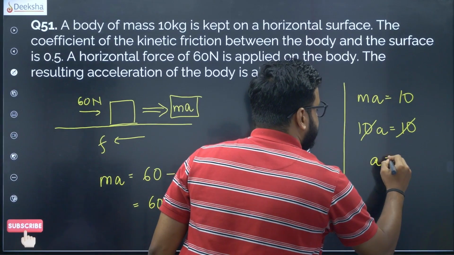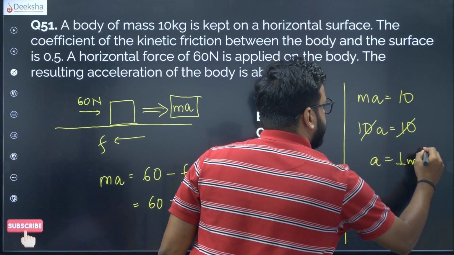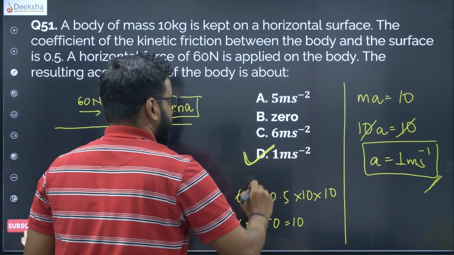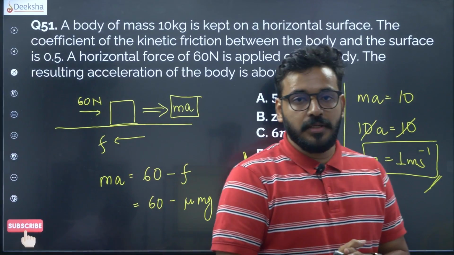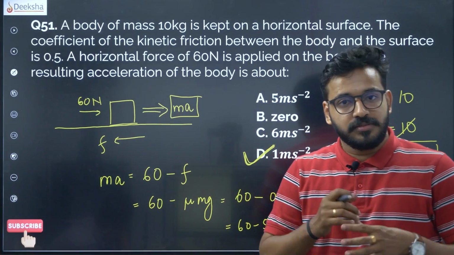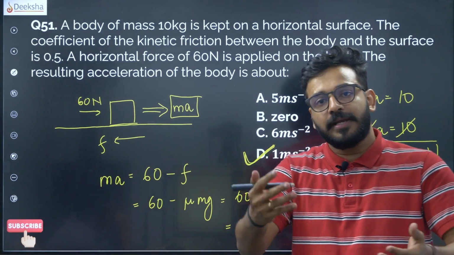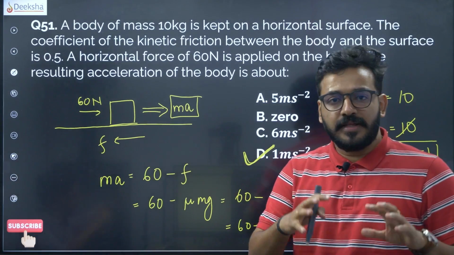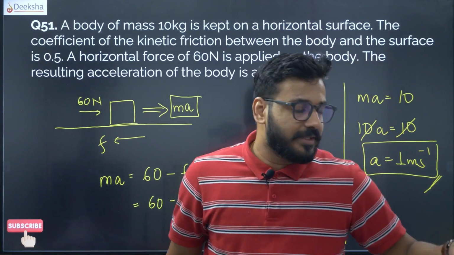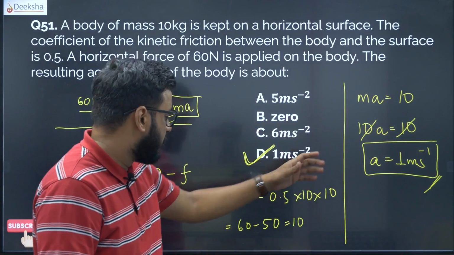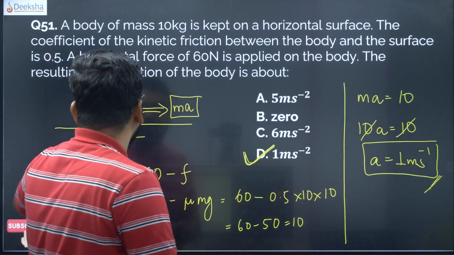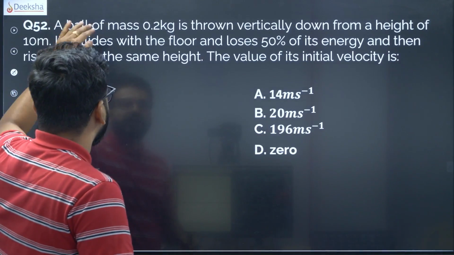So my final net acceleration is 1 meter per second squared. Option D is the correct answer. Once again, a very simple question. You just have to deal with the given situation: there is a mass, an applied force, and an opposite frictional force. They are asking for the resultant acceleration. Find the resultant force, and you can directly find the resultant acceleration. Applied force minus friction gives the resultant force. No chance of doubt over here, right?